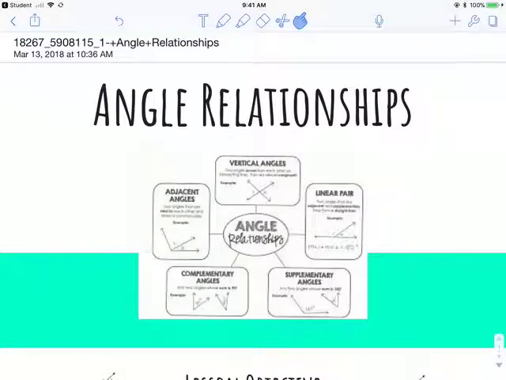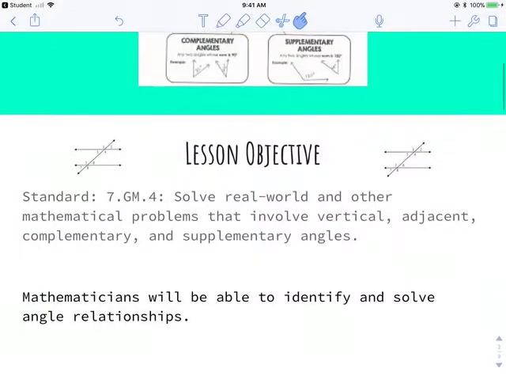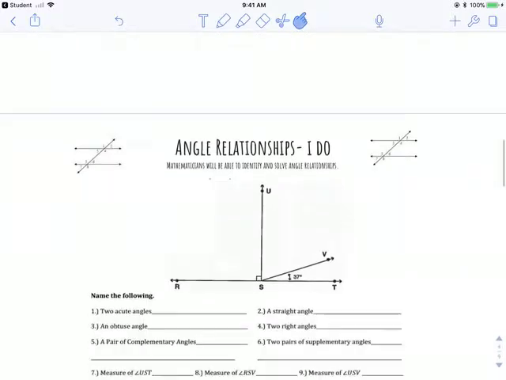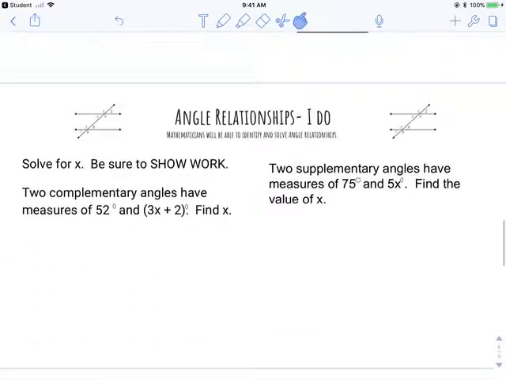Okay, so today we are reviewing reteaching angle relationships. I'm going to be skipping around a lot, so please make sure you follow along and take notes. This will help you do all the task cards that you're going to do. So we're skipping down to the third I do slide.